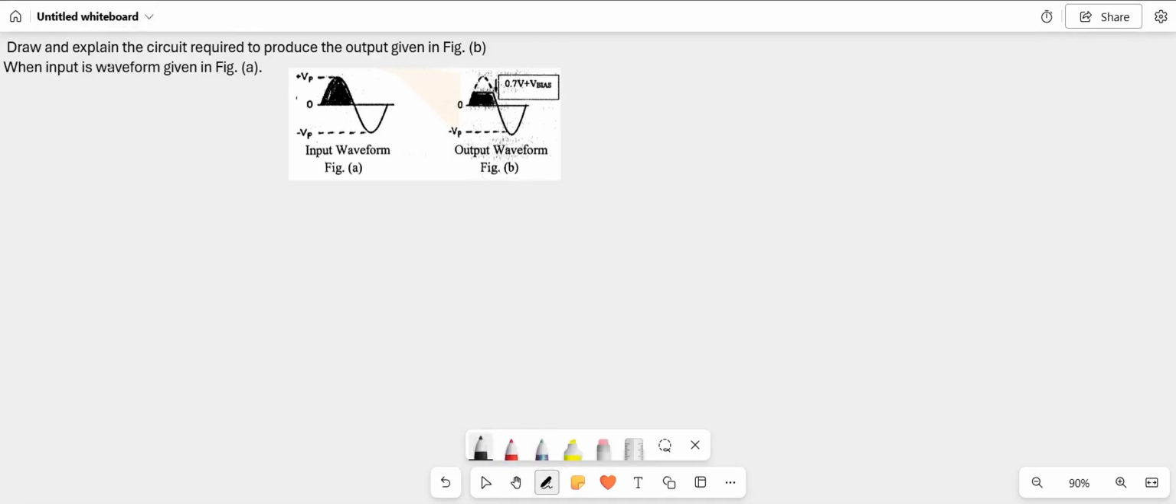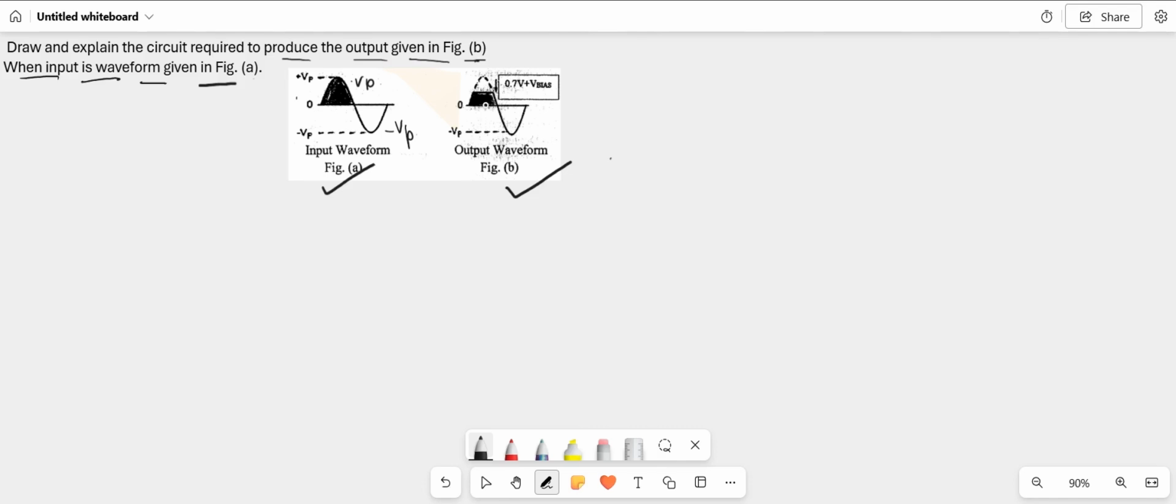In this question we are asked, draw and explain the circuit which is required to produce the output given in figure B, when the input is the waveform given in figure A. So this is our input waveform and this is our output waveform. The input is a sinusoidal waveform with a peak value of Vp, and in the negative half cycle it has a peak value of minus Vp. So the positive peak value is Vp and the negative peak value is also Vp.